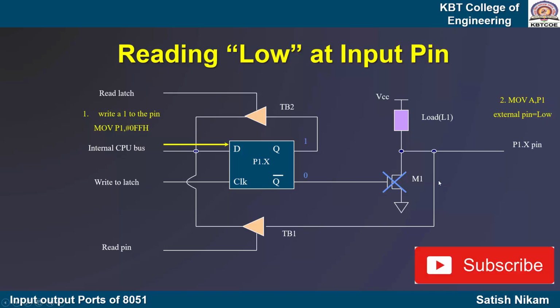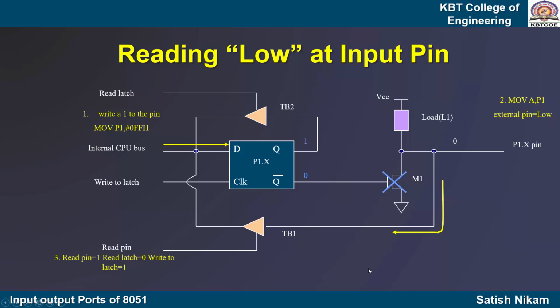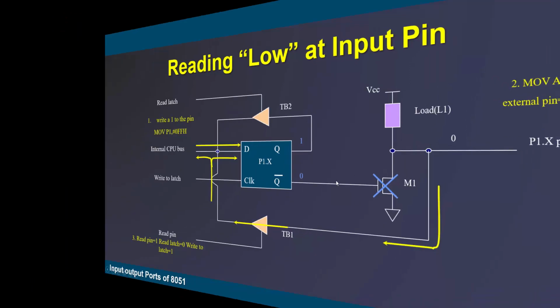Now the controller will execute a simple instruction MOV A, P1. If we consider that the data given by the external peripheral is 0, this 0 is available on tri-state buffer 1. When a read signal is given by the CPU, this data is available on the internal CPU bus as well as the input of the D flip-flop. This way, the low signal available on the pin can be read.